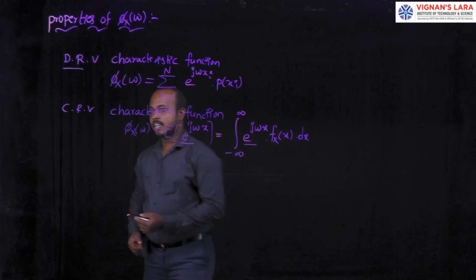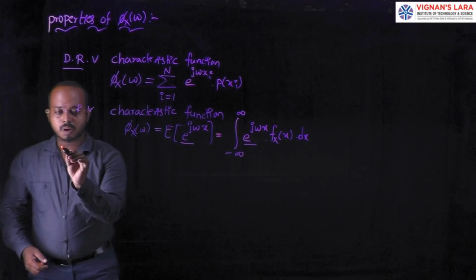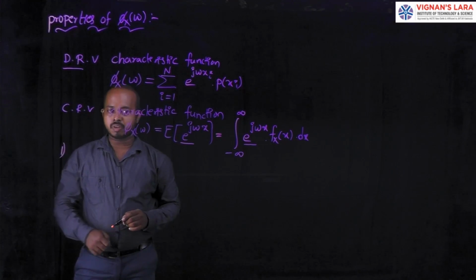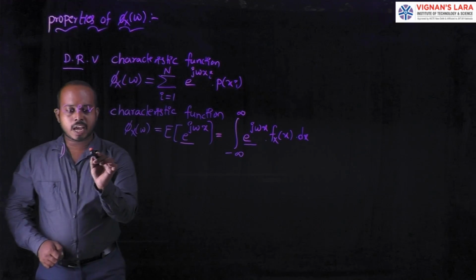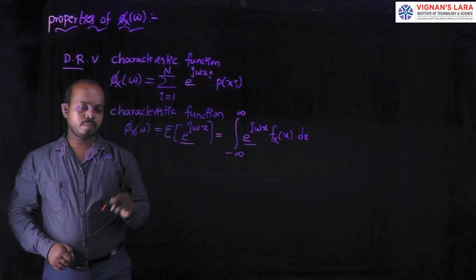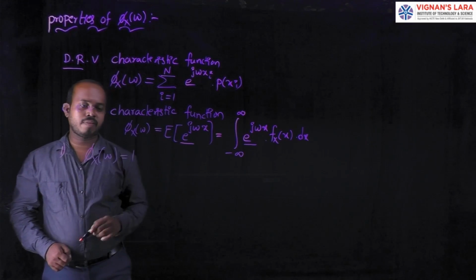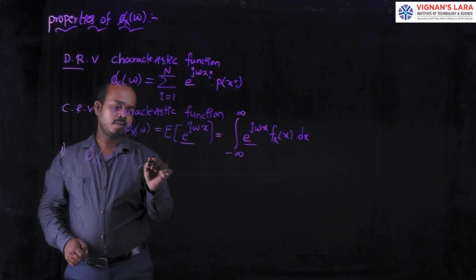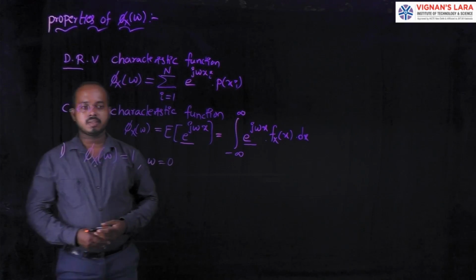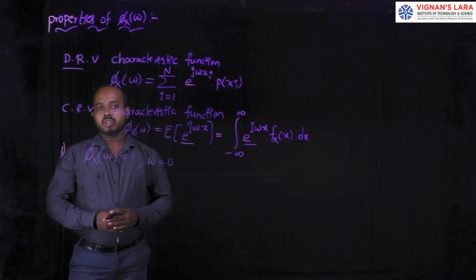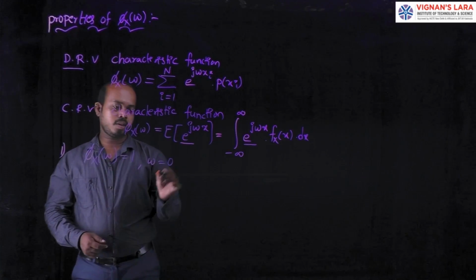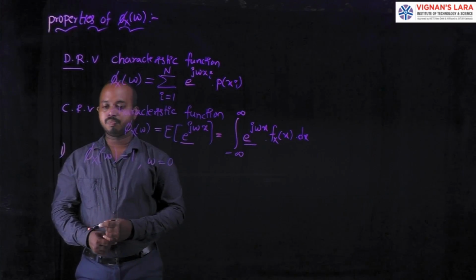Now you can see the properties. The first property of a characteristic function is that the characteristic function Φx(ω) has unity value at ω equal to 0. We can prove this property.